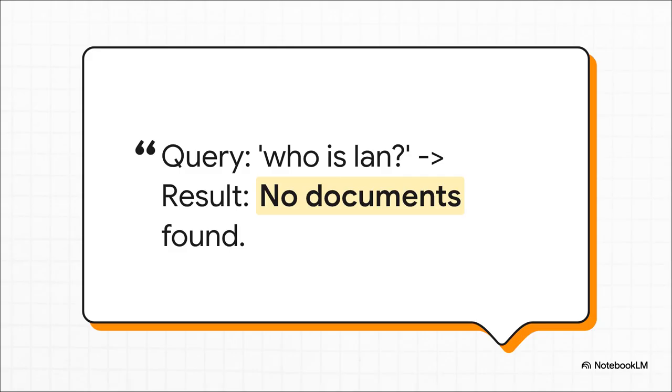Yeah, but here's where it all falls apart. This approach is just so incredibly brittle. A user makes a typo, fails. They use a synonym, fails. They type a name in lowercase, like Lan, when the document has it capitalized. You get nothing back. Honestly, it's no better than just hitting Control F yourself. We can do way, way better.